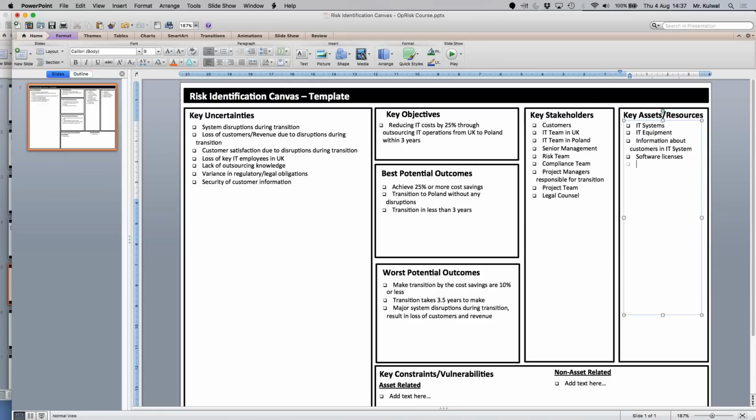Our reputation, yeah, so that would be an example of an asset, correct? Yeah, so our reputation, so that we want to make sure that we protect that during the transition. Reputation of the firm.